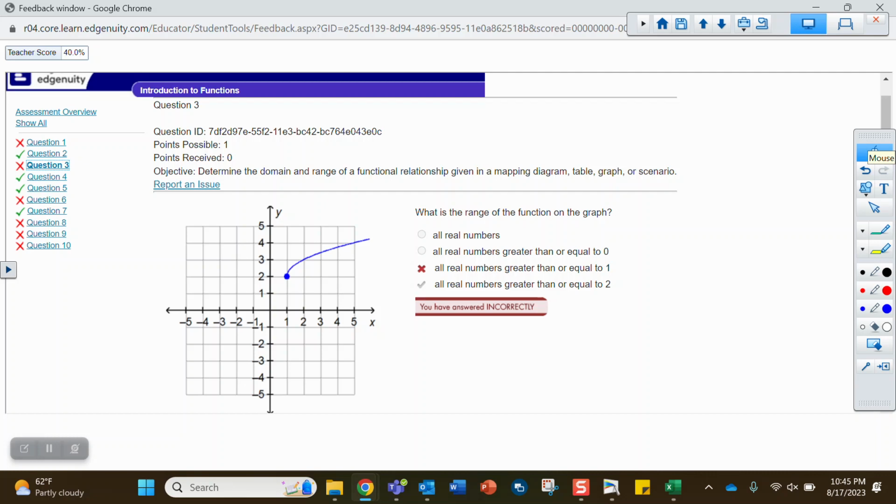Question 3 is asking for range again. So we're talking about how low does the graph go and how high does the graph go. So you've selected all real numbers greater than or equal to 1, but again the range is the Y. So I think you might have been getting domain and range mixed up. Range is the Y, and so we're looking on the Y axis, and the lowest this graph goes is 2, and then it does continue upward. So it would be all real numbers greater than or equal to 2. So we have to look at that y-axis and see how low does the graph go.